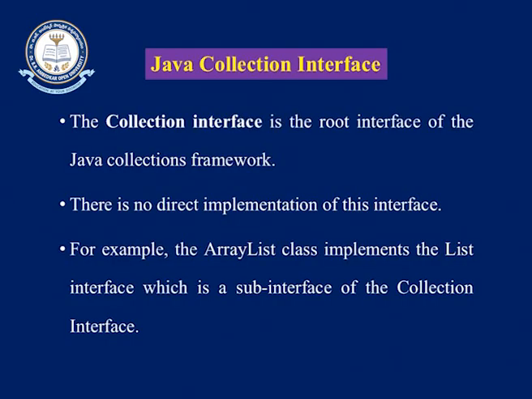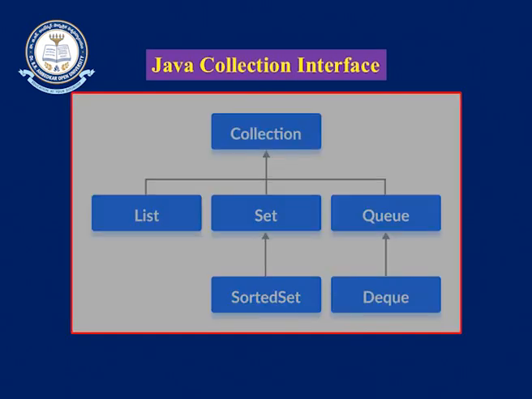Next we have some classes like array list. The array list class implements the list interface, which is a sub-interface of the collection interface. I covered that point just now. This is the part about the interfaces only. Collection is a top-level interface, if you observe. The second-level interfaces are list, set and queue, and the third-level interfaces are sorted set and deque.